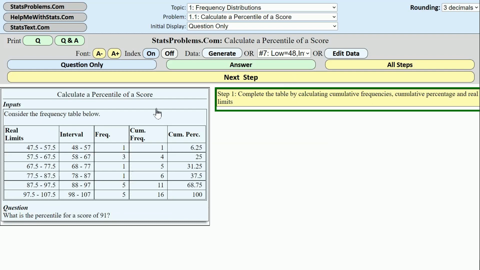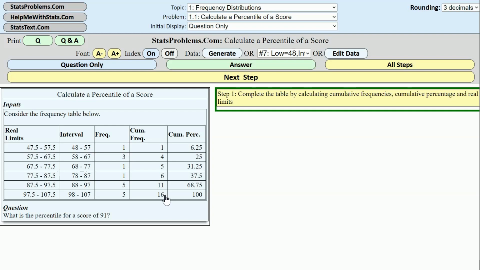In Step 1, we complete the table by calculating cumulative frequencies, cumulative percentages, and real limits. Let's see these values for the first interval of 48 to 57. The cumulative frequency for the first interval is always the same as the frequency of the first interval, which is 1. The total number of scores is the sum of all the frequencies, which is 1 plus 3 plus 1 plus 1 plus 5 plus 5, which works out to 16.